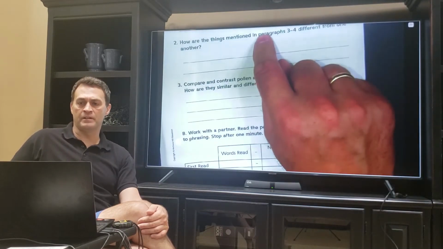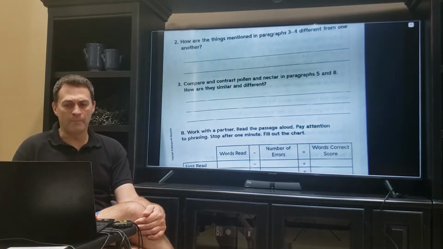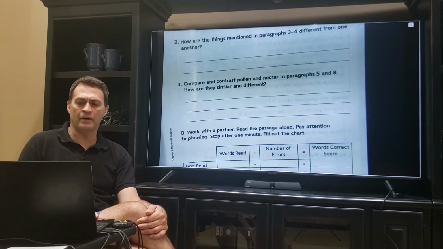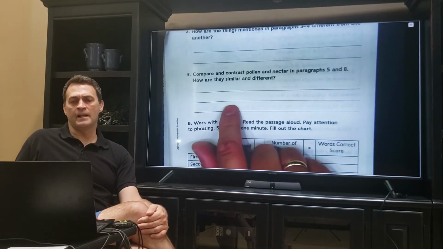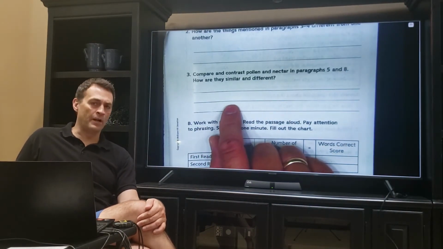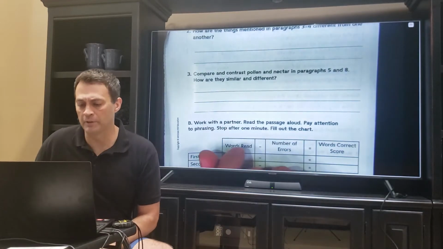Use complete sentences, capitalization. And number 3, compare and contrast pollen and nectar in paragraphs 5 and 8. How are they similar and how are they different? Maybe give me one sentence on how they're the same. Give me one sentence on how they're different. That would be fine. If you want to go further, go ahead. Make sure to use complete sentences.